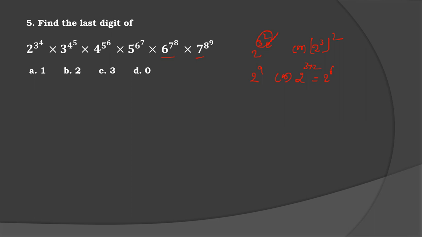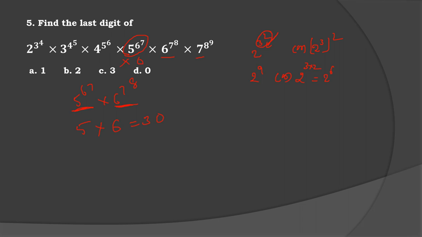Now here look at 2 power 3 power 4 into 3 power 4 power 5 into 4 power 5 power 6 into 5 power 6 power 7 into 6 power 7 power 8 and into 7 power 8 power 9. So what is the unit digit of this expression? Anybody? Simple thing, look here. Apply the power cycle rule. 5 power anything, what? 5. Then 6 power anything, 6. 5 into 6 how much? 0. Here we are getting unit digit 0.